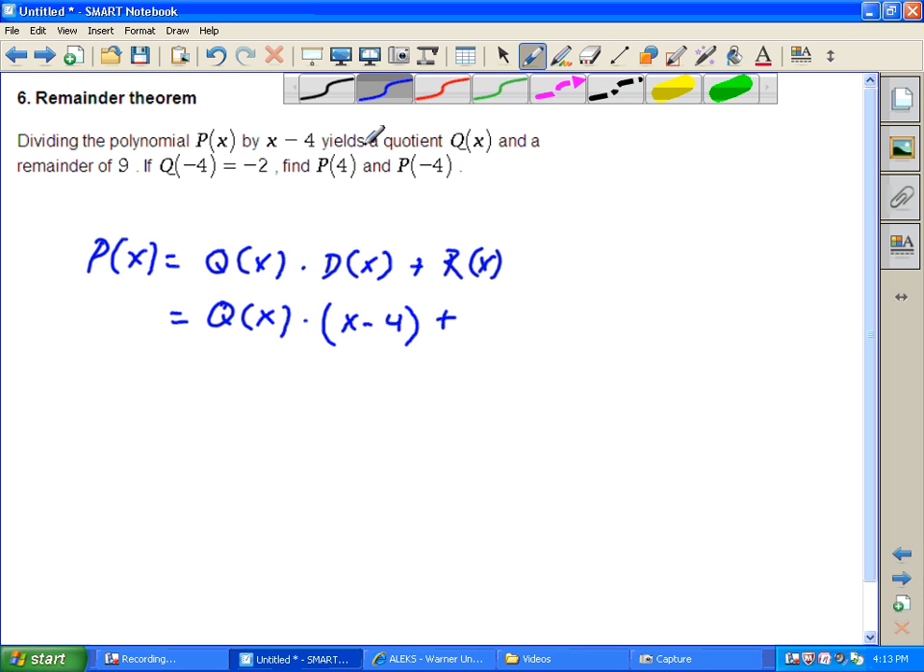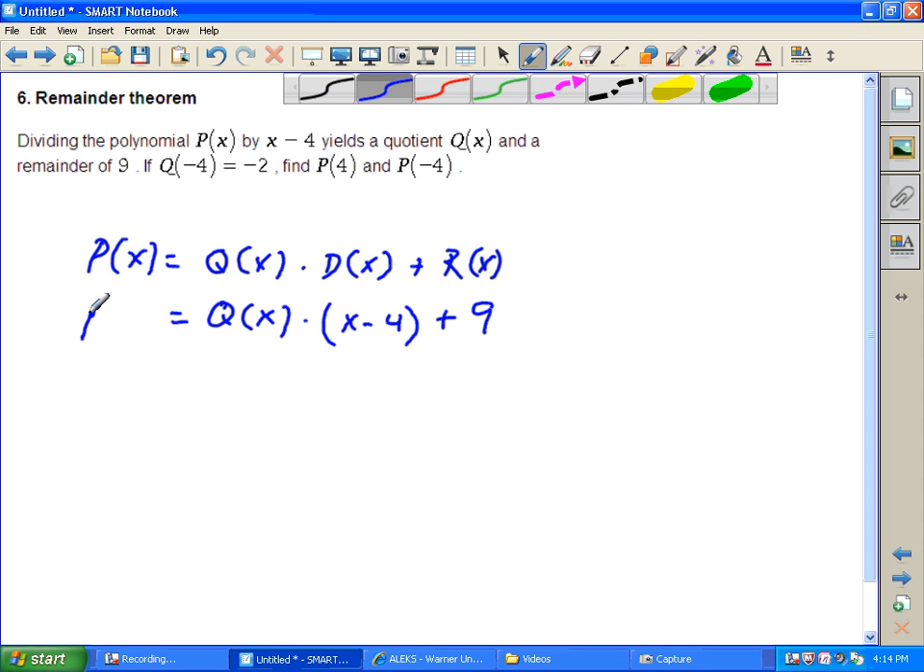Continue reading, and it tells us we get a quotient of q of x. So they don't tell us what the quotient actually is, other than that it is some function of x, and a remainder of 9. So the remainder is not a function of x, it's a constant. So it's 9. If q of negative 4 equals negative 2, find p of 4 and p of negative 4. So they tell us q of negative 4 equals negative 2, and they want us to find p of 4 and p of negative 4.